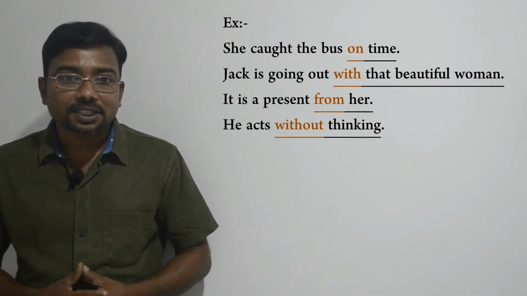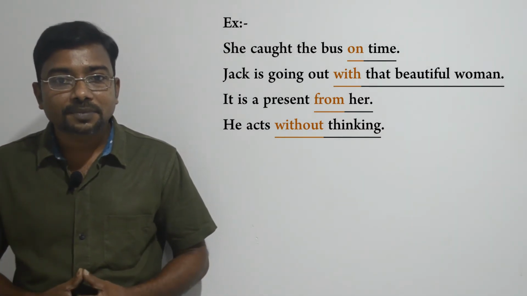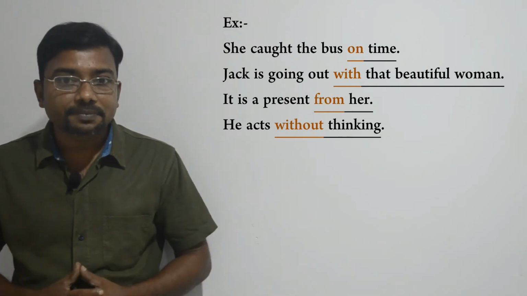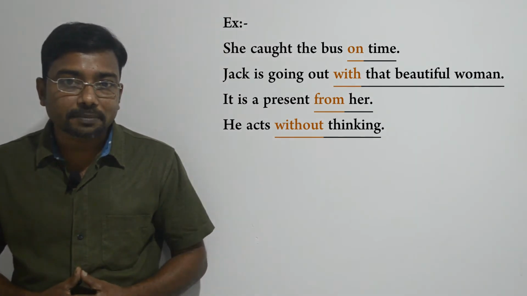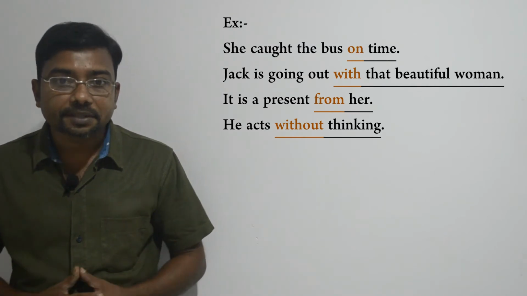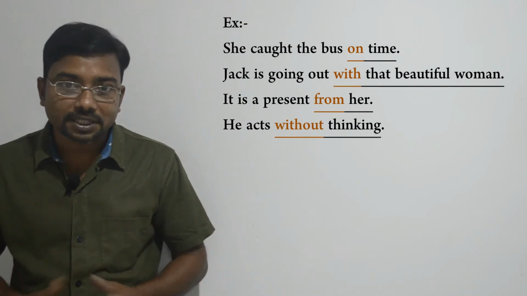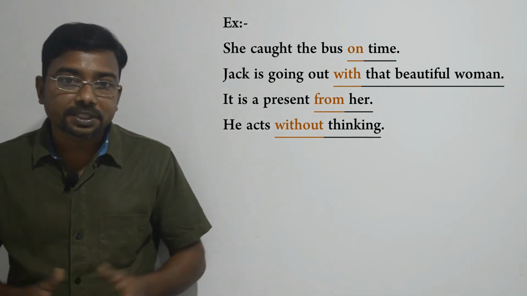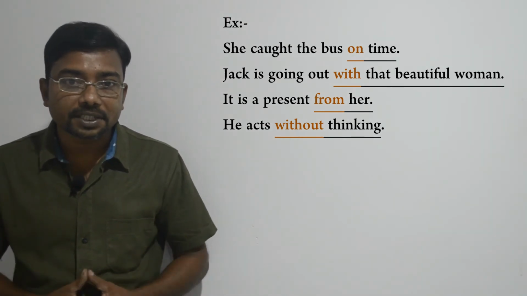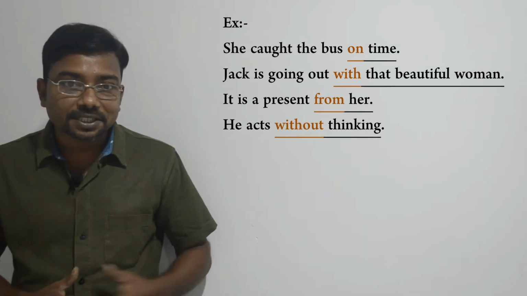Okay, let's turn our attention to the next example. It is a present from her. Here, from her is the prepositional phrase because it begins with the preposition from. And here the object of the preposition is her. It acts as a pronoun. We know her is a pronoun. And this prepositional phrase also provides some information about the present.